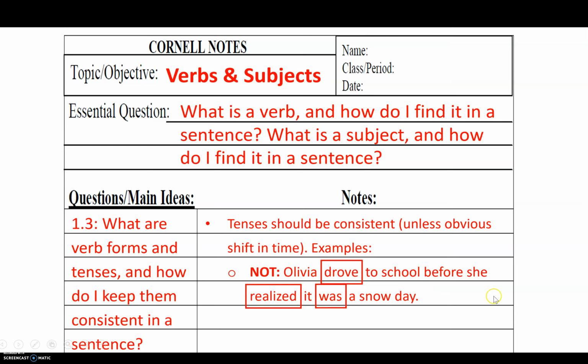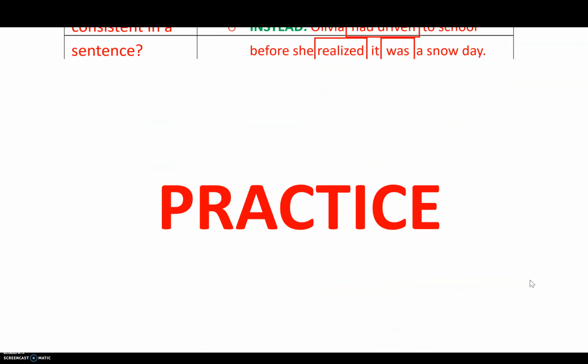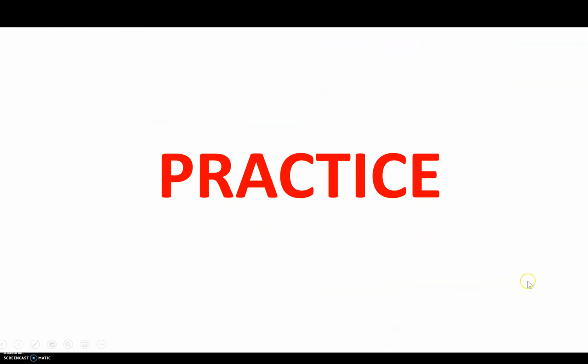And so this is an instance where we actually have to use that past participle, or what I think of as super past tense. So we have to say Olivia had driven to school before she realized it was a snow day, to show that this event happened before this one. And we're showing again that shift in time. That is okay if there's a clear sequencing and a shift in time. Okay, so you should see some examples of verb tense problems coming up on the screen.